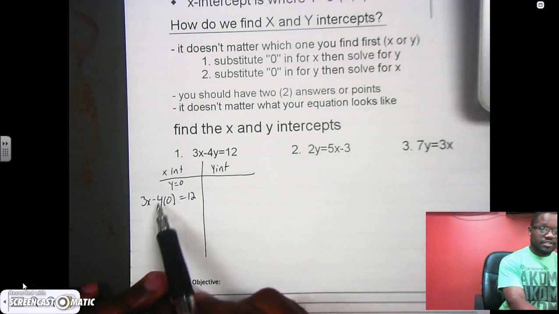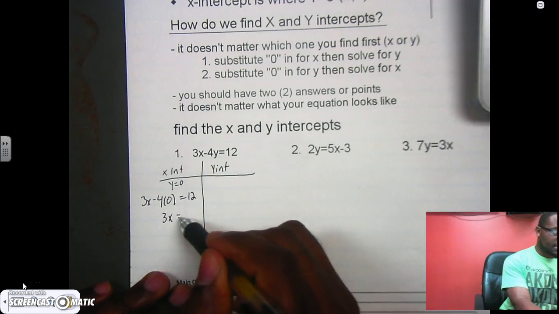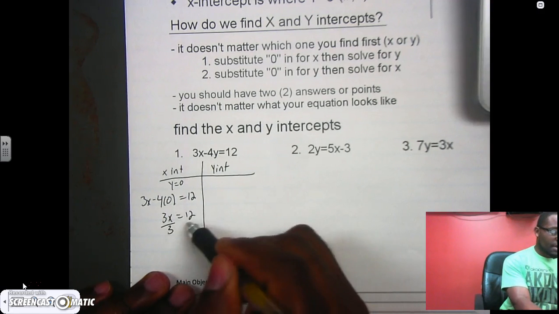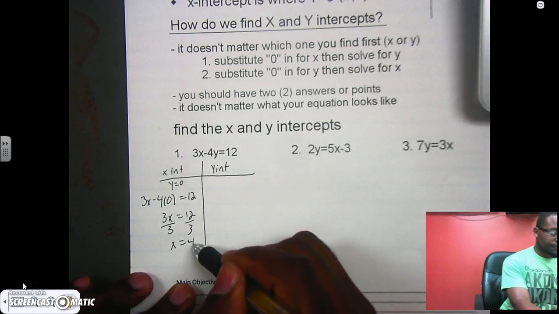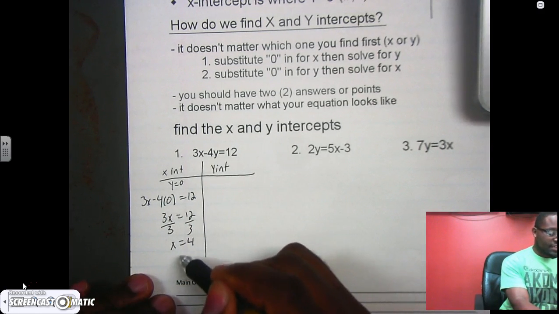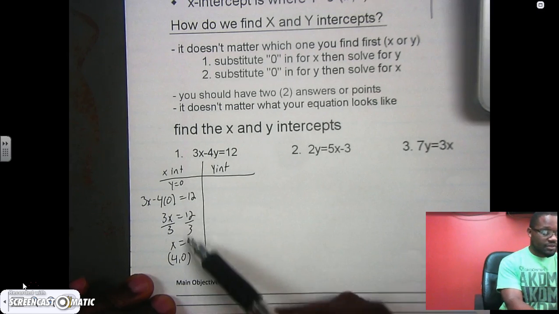Now this right here just becomes 0, right? Negative 4 times 0. So I have 3x equals 12. Divide both sides by 3 and I get x equals 4. Now you can leave it like that, or as a point it's 4 comma 0. How do you remember? x equals 4, y equals 0. There you go, right there.